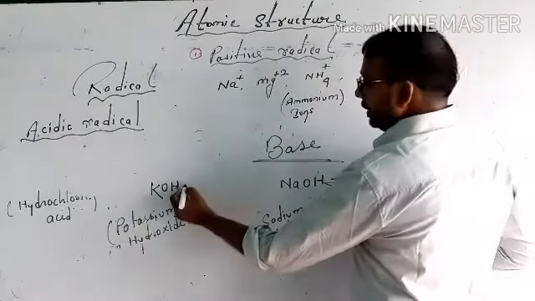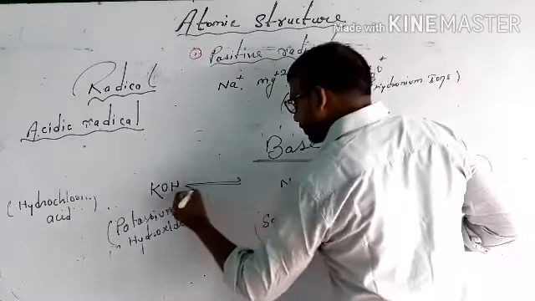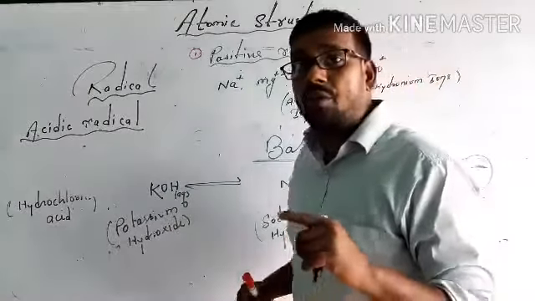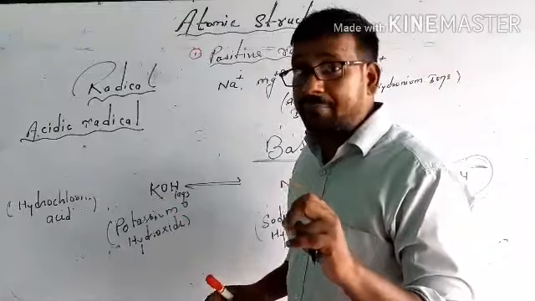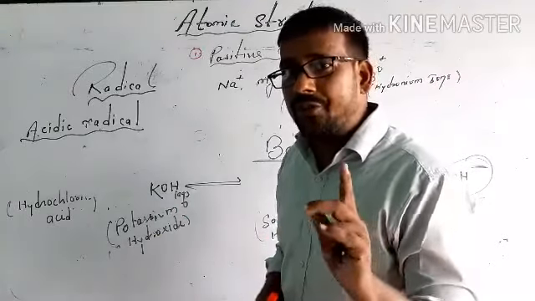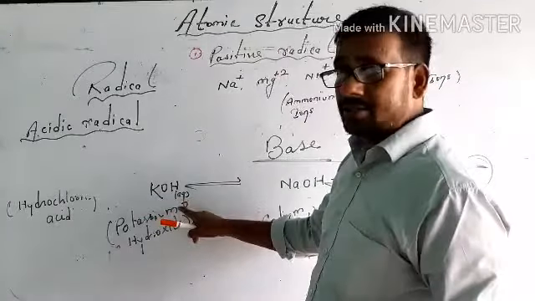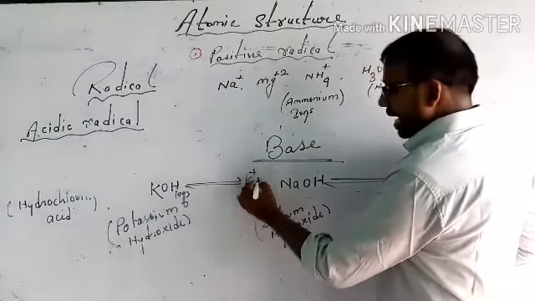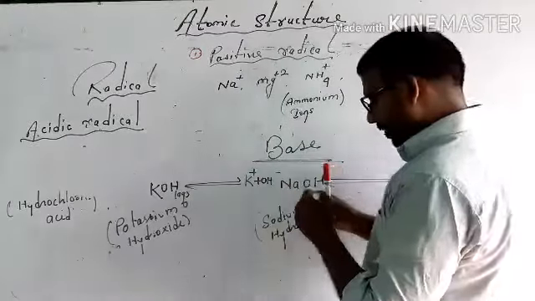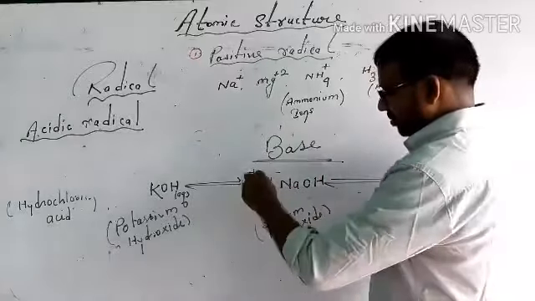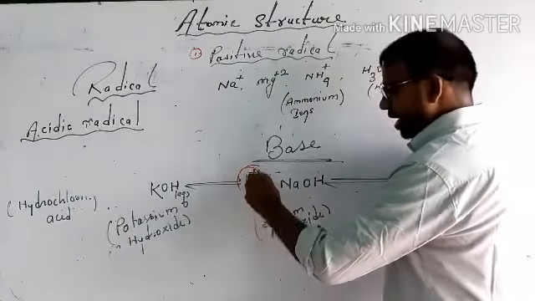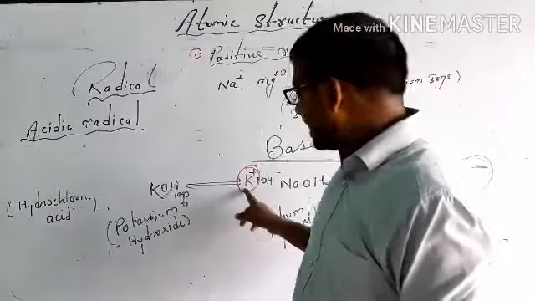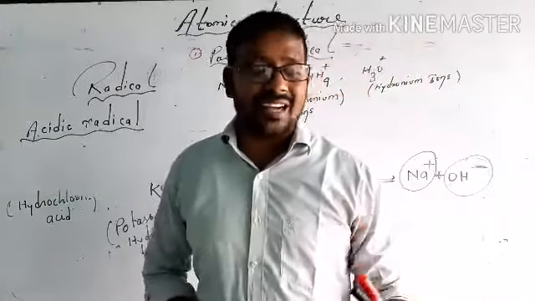Potassium hydroxide, if it dissociates in water, aqueous means it is dissolved in water. Already we have discussed aqueous solution and non-aqueous solution. What does it form? K plus and OH minus, and this positive radical is coming from where? Base, and that's why it is called basic radical. So these are the things.